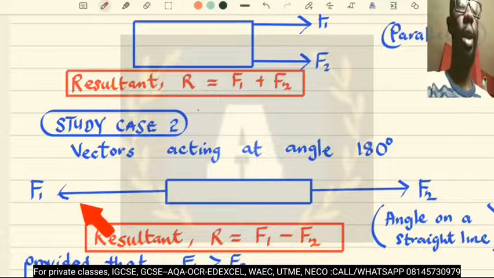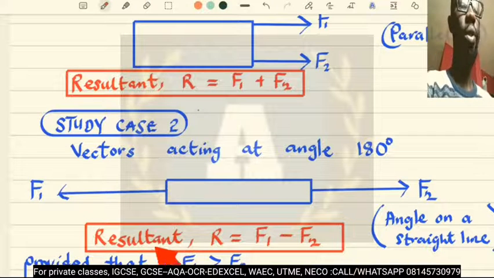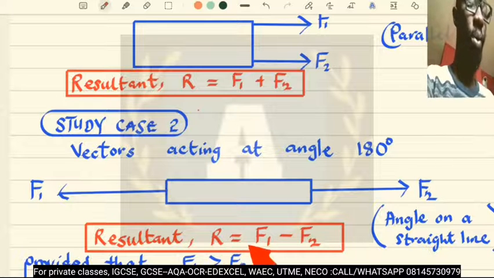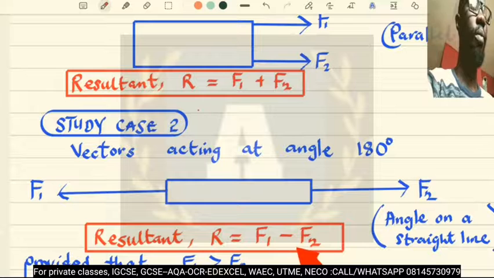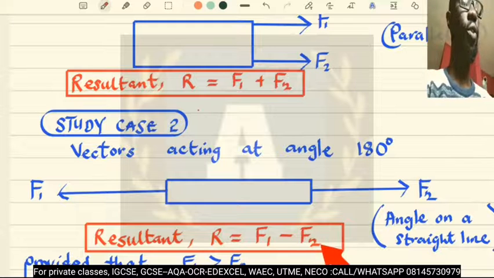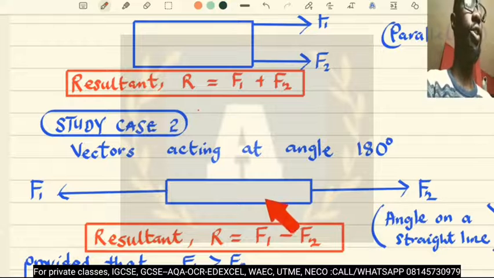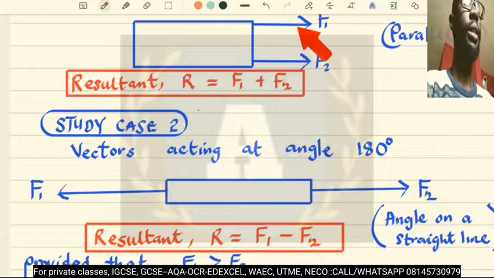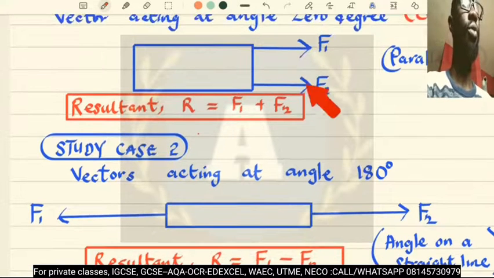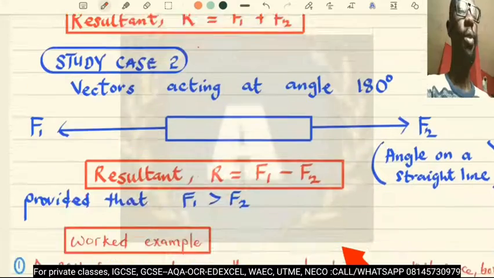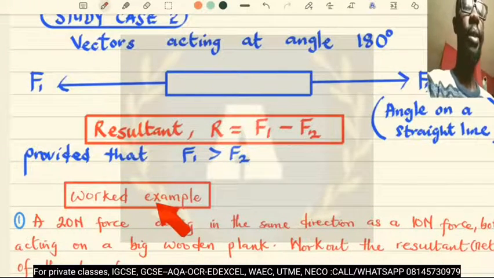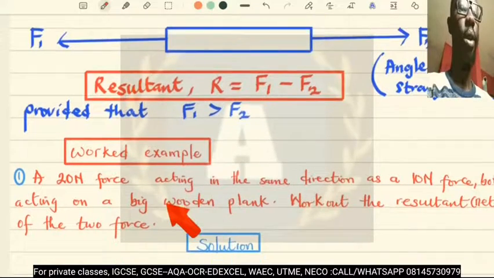So when you have it in this way, the resultant vector or the resultant force will be equal to F1 minus F2. So you are going to subtract. When vectors are acting in opposite directions toward an object, you subtract. When they are acting in the same direction, you add. Okay, so that is study case 2. Now they want to give us a worked example.